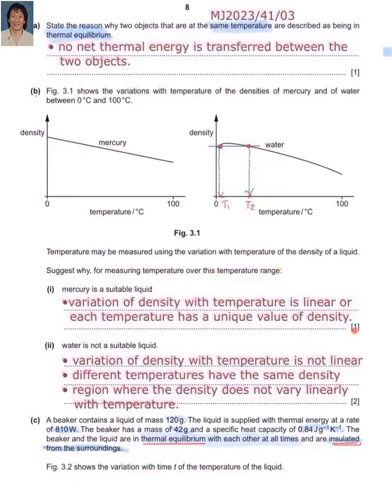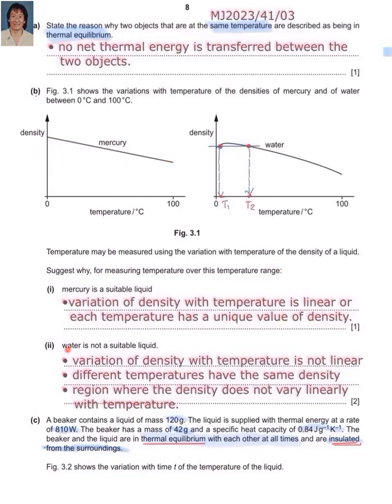This question carries 1 mark. 2 points are given here. You just have to state one of the 2 points. Number one is the variation of density with temperature is linear, as you can see from the straight line. Or you can say that each temperature has a unique value of density.